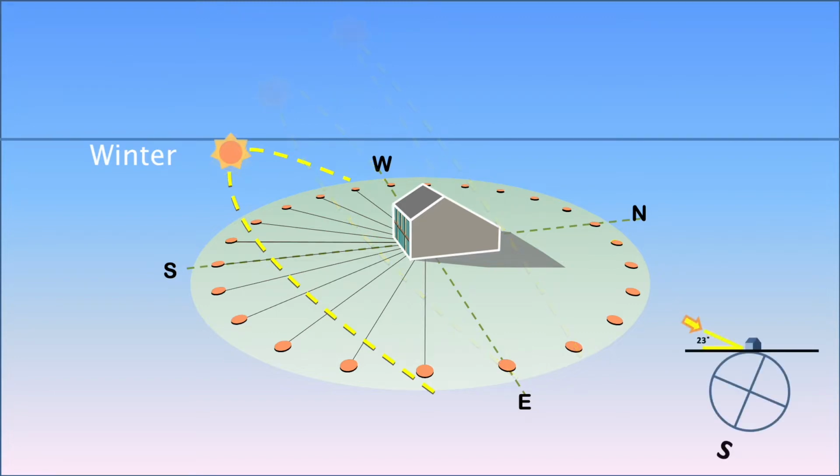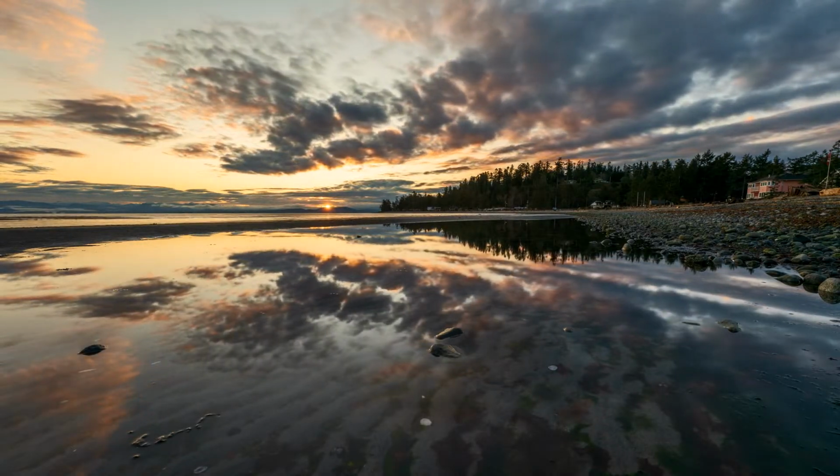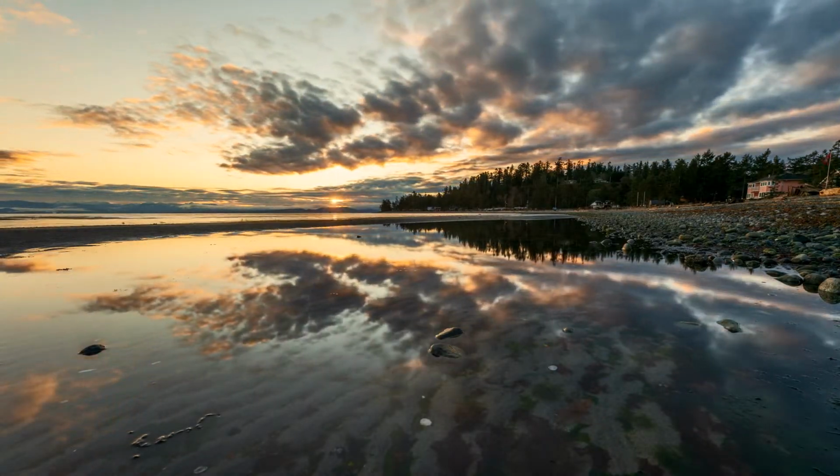In this diagram, you can see the arc of the sun in the winter, with it rising late in the morning, staying low in the sky, and setting early in the afternoon. This gives us a short day with a few hours of daylight.